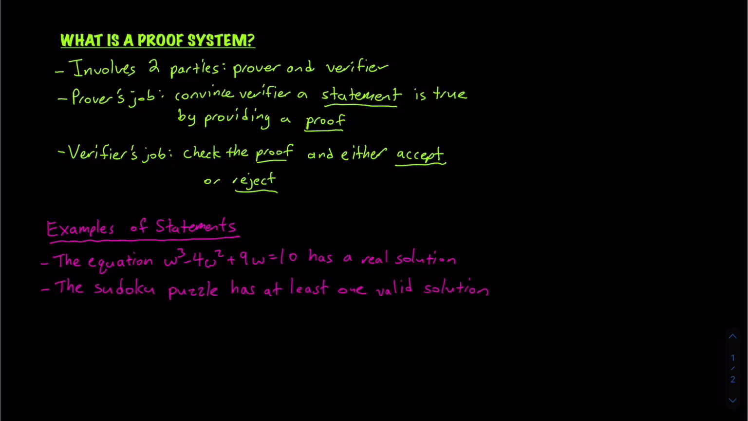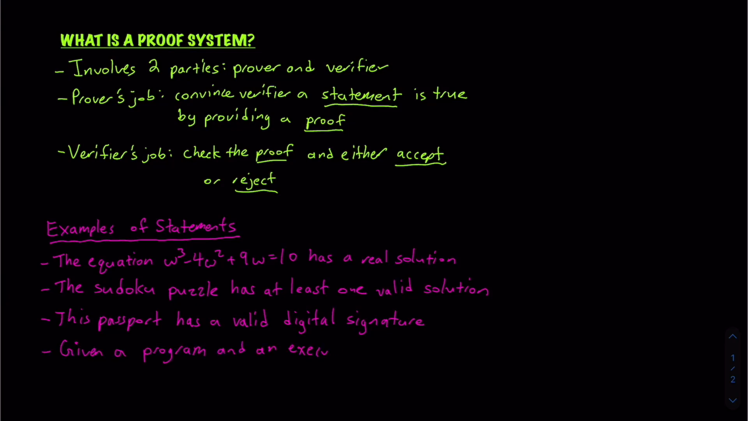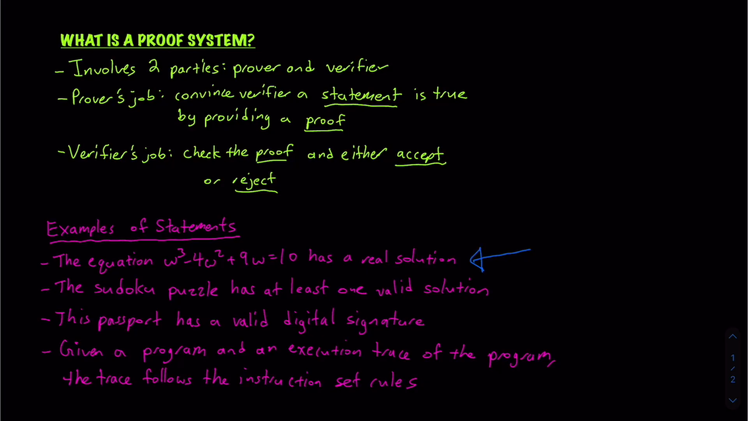Or some more practical real-life examples. This passport has a valid digital signature. Given a program and an execution trace of the program, the trace follows the instruction set rules. For simplicity, let's focus on building a proof system for the first example, where the statement is that the equation w cubed minus 4w squared plus 9w equals 10 has a real solution.